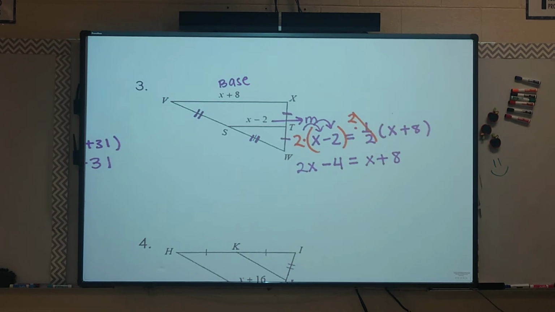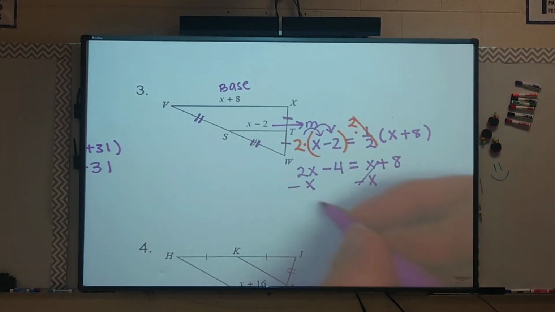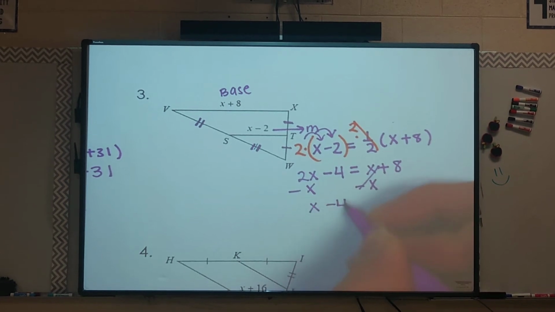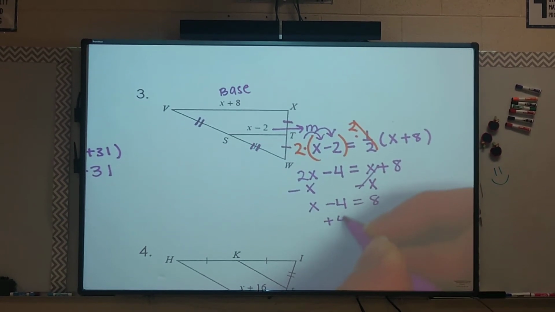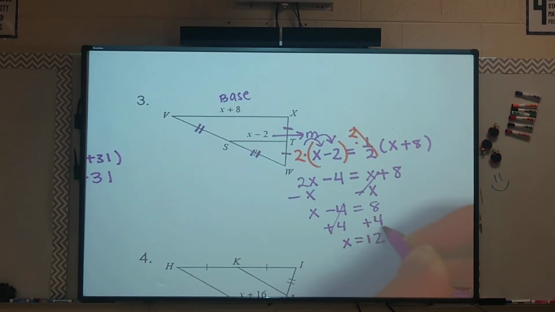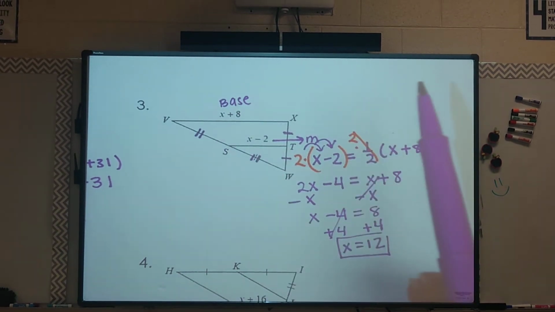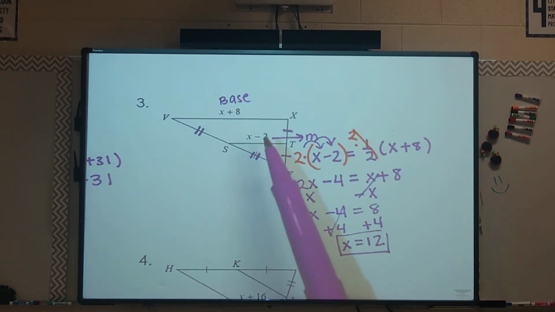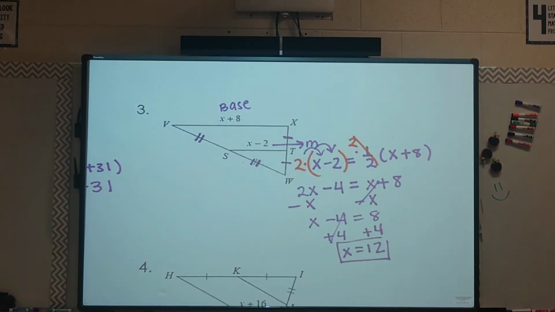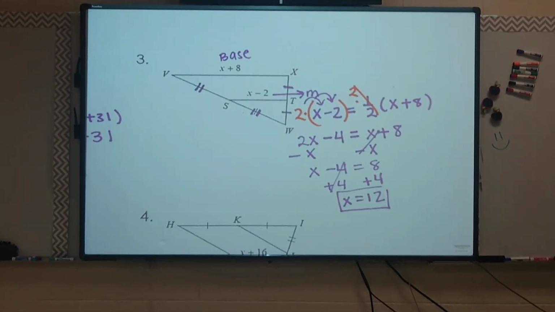So simple algebra from here, get the x's together. So 2x minus x is 1x. And get the constants together. So move that 4 over, and you're going to get that x is 12. And again, if you wanted to think through this, 12 plus 8 is 20. 12 minus 2 is 10. 10 is half of 20. Okay? So if you need more time to copy this down, pause this video now.